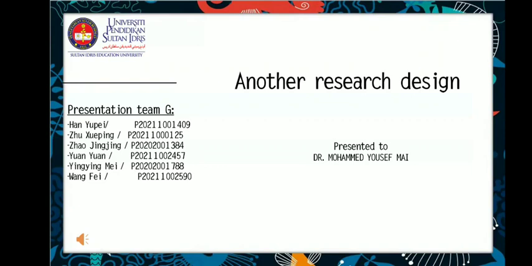Our team is about the topic named Another Research Design. My name is Han Yupei, the leader of Team G. I would guide you to know the abstract of another research design.